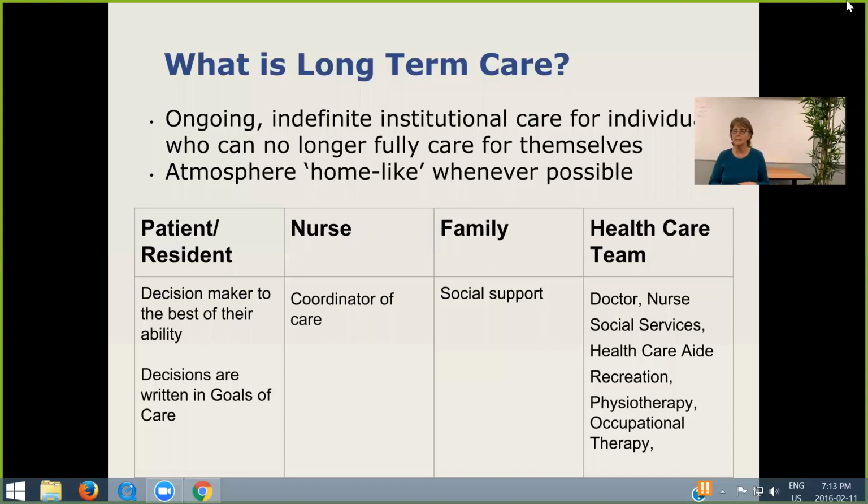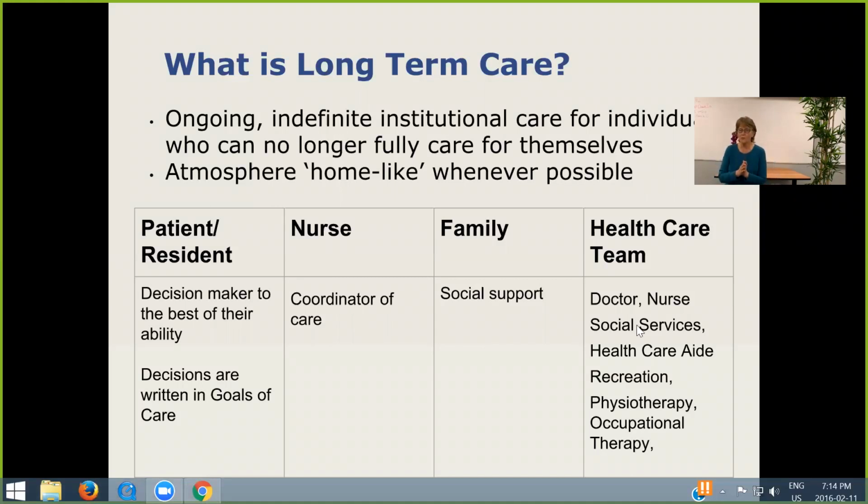So the healthcare team includes the doctors, the nurses, social services, healthcare aides, recreation, physio, and occupational therapy. Where I work, we have music therapy, and we have pet therapy, with people coming in with pets. A lot of different people are working as a team to look after this patient and support this patient.